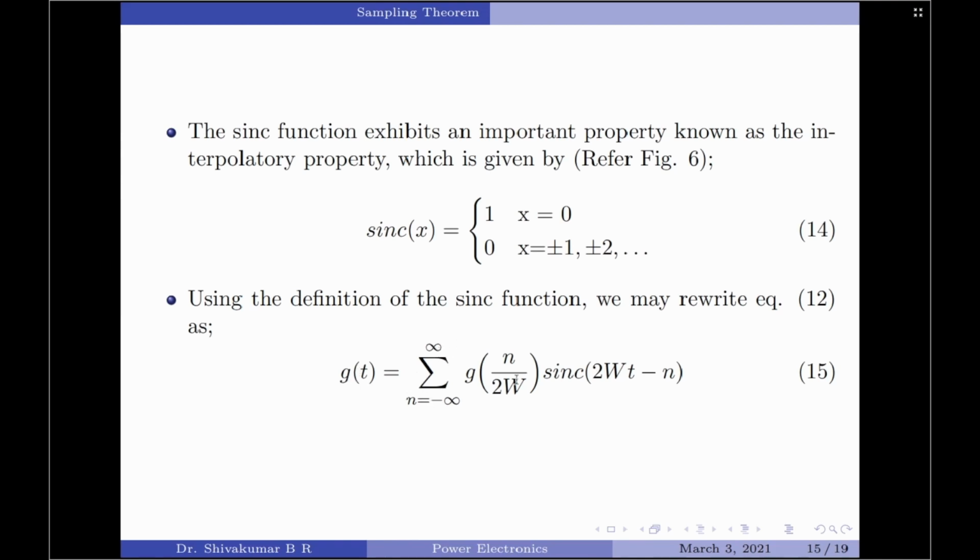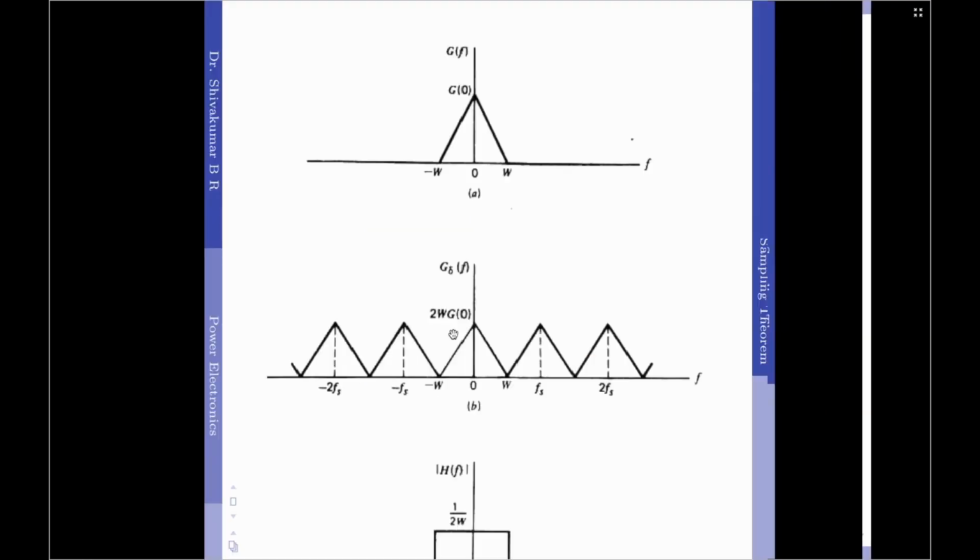It is also worth noting that equation 15 represents the response of an ideal low pass filter of bandwidth capital W and zero transmission delay, which is produced by an input signal consisting of a sequence of samples given by g of n by 2w. Here n can take, once again as previously discussed, any value between minus infinity and plus infinity. Further, from this diagram we note that the original signal, which was between the frequencies minus w to plus w, in fact still exists between minus w to plus w in the sampled signal also.